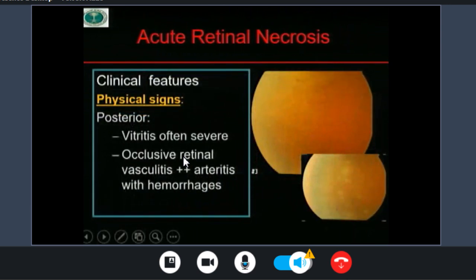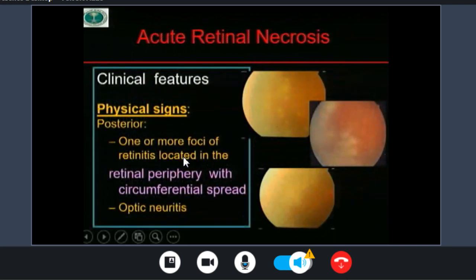Posterior, which is the important one, and you need to be familiar with the fundus exam in this patient. Usually they have vitritis, and most of the patients were severe. If you look at the peripheral retina, or sometimes in neglected cases, it might extend to involve the equator, and they have occlusive retinal vasculitis, involving the arteries more than the veins. Sometimes it might be associated with streaks of hemorrhages, as we see here in this patient. So this is not an unusual situation. And as we see here, the blood vessels were already having sheathing.